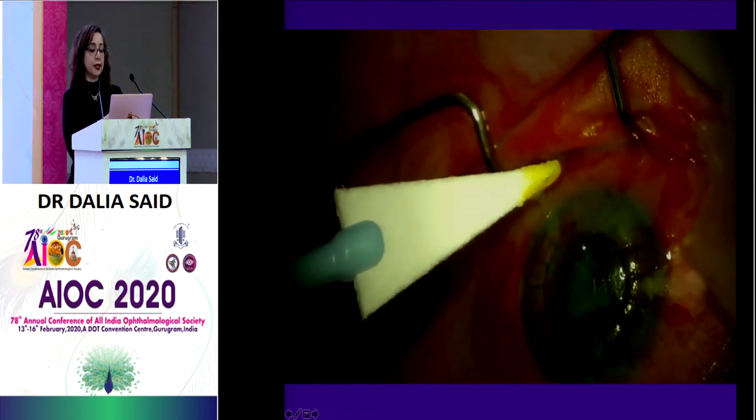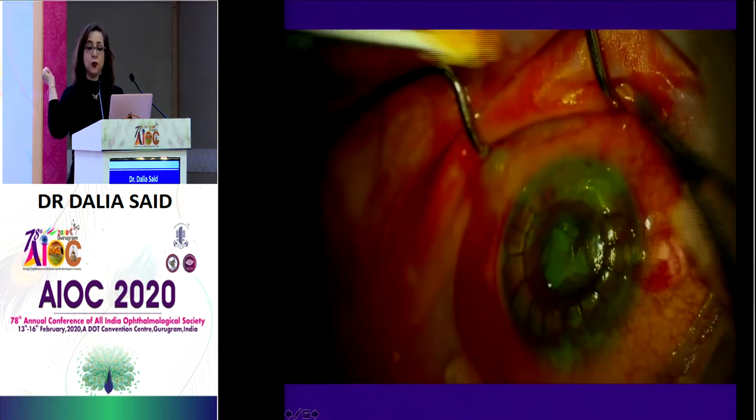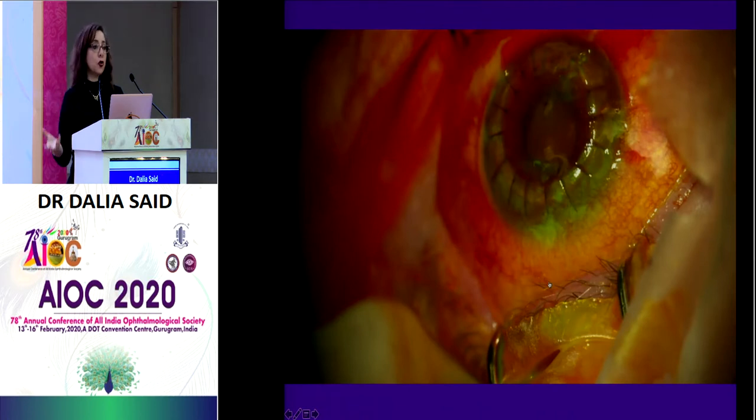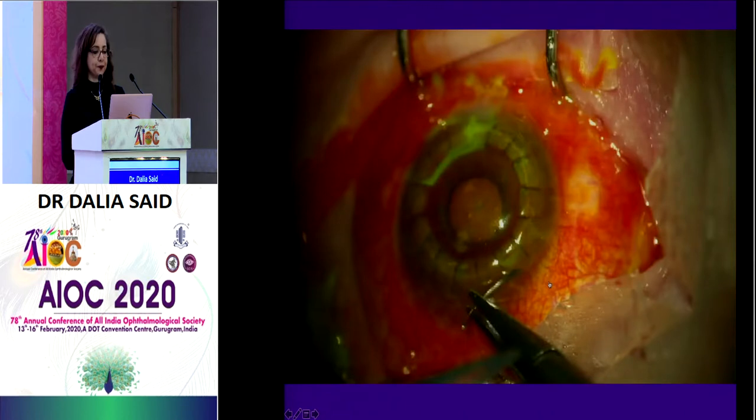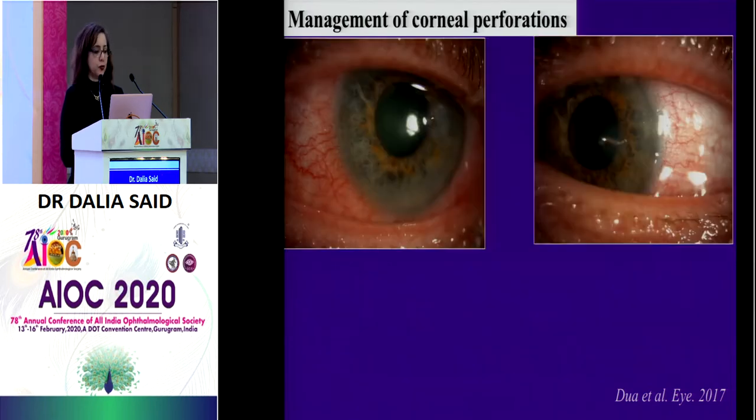Now, if you have any excess threads like this, you have to cut it with a Vannas scissor. Don't pull, because if you pull, you're going to pull the whole glue even out from the graft host junction. So again, also if you have a very thin bed, if you remove sutures, you can still leak from the suture tract. And in that case, you also put fibrin glue and it will seal these holes. You can't really suture these holes. So the only way to actually manage these holes is to glue them with fibrin glue.